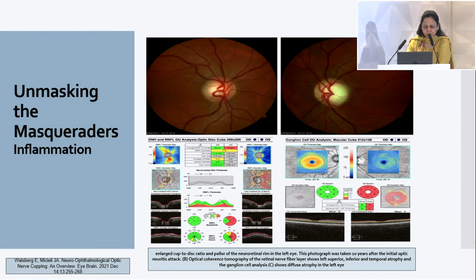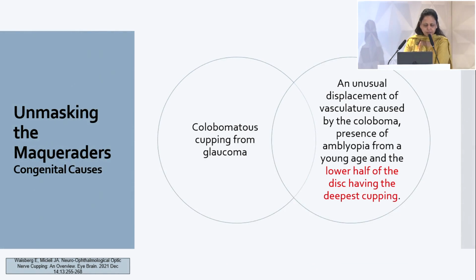Last but not the least would be inflammation. This was a post-optic neuritis eye, where the disc had an insult and has now gone into the pallor form. If you do not examine and evaluate correctly, you see a cupping, increased cup disc ratio, but actually it's a secondary insult which has happened to the ONH. So in this wide list of Masqueraders, the colobomatous cupping cannot be left alone.